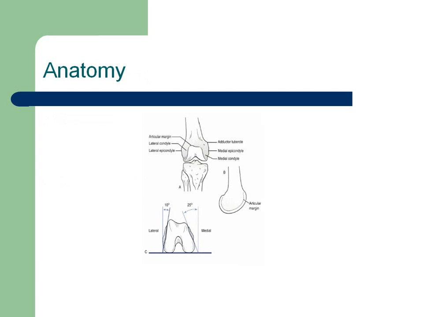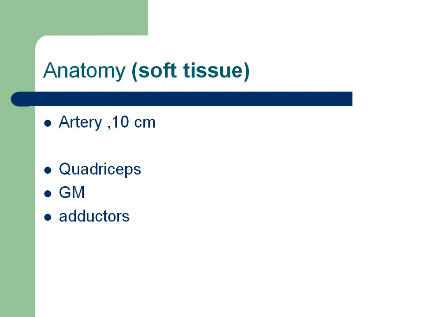We have the lateral condyle, medial condyle, lateral and medial epicondyle, and also the place of the adductor tubercle. And in the AP view, when we take the X-ray, we see the bicondylar, the lateral and medial condyles. When we draw the line to the horizontal line, the angle in the lateral condyle and the medial condyle is not the same. In the lateral part, we have about 10 degrees, and in the medial part, 25 degrees. So all of this is important for fixation in open reduction and internal fixation of distal femoral fracture.